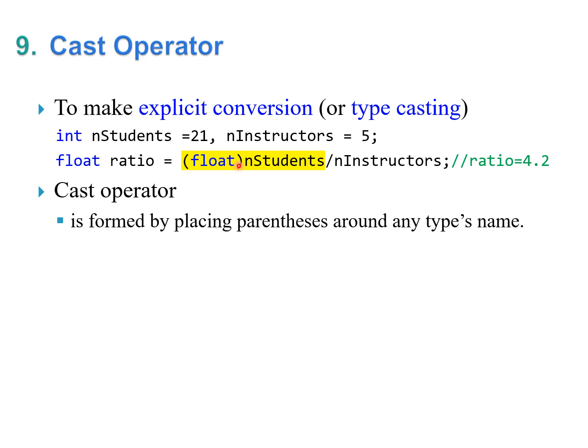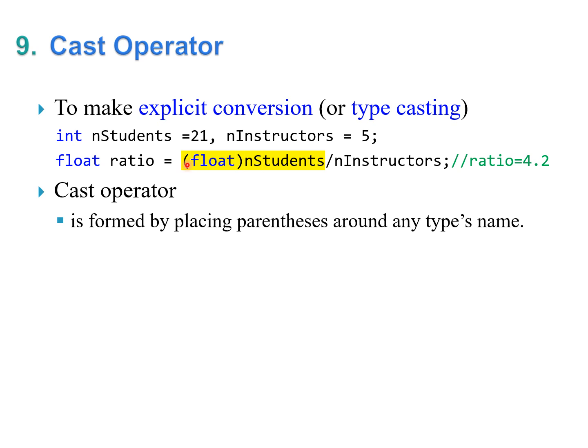For example, you can make the conversion of the first operand of the division between nStudents and nInstructors in the previous example by placing open parenthesis float close parenthesis before nStudents. This makes the first operand of the division be of type float. Then the second operand is automatically converted to float by Java before the division is performed. As a result, it uses a float value, which is 4.2 instead of 4.